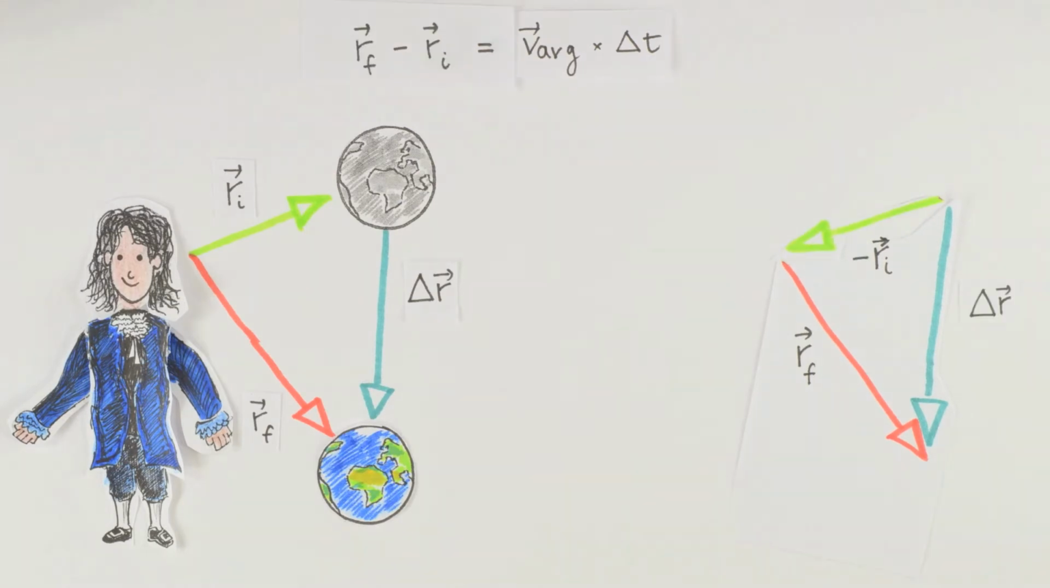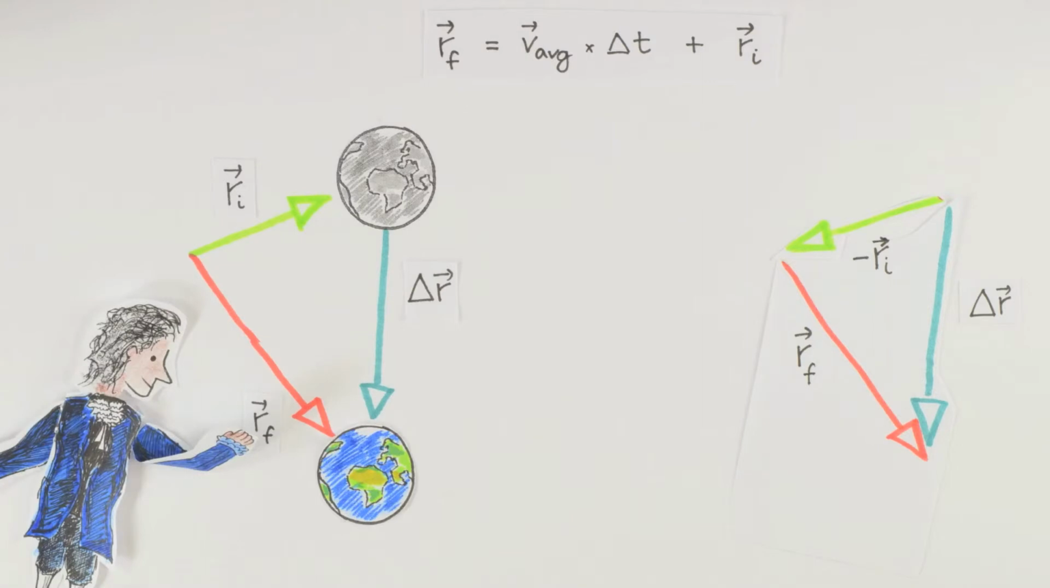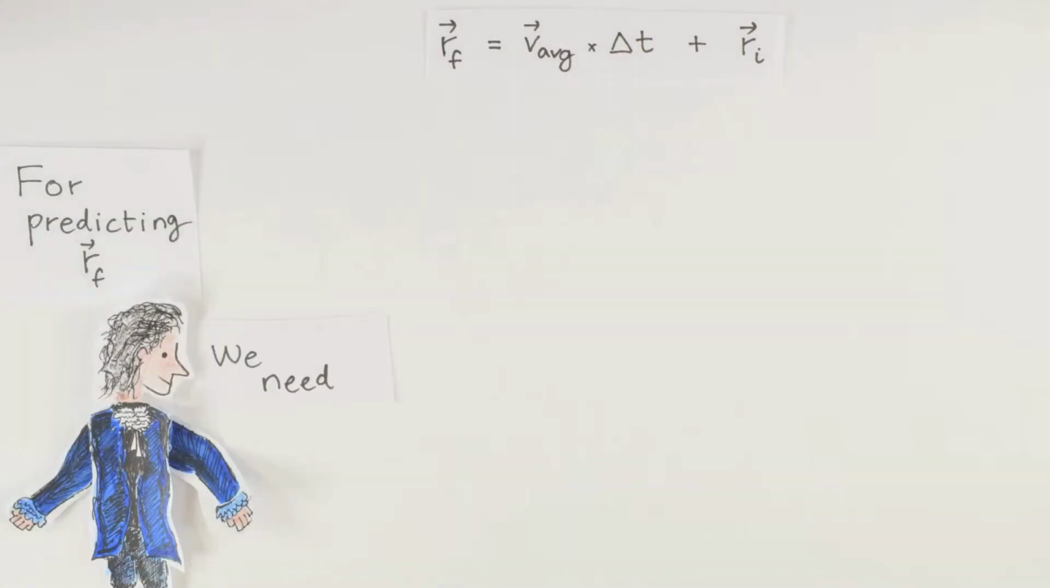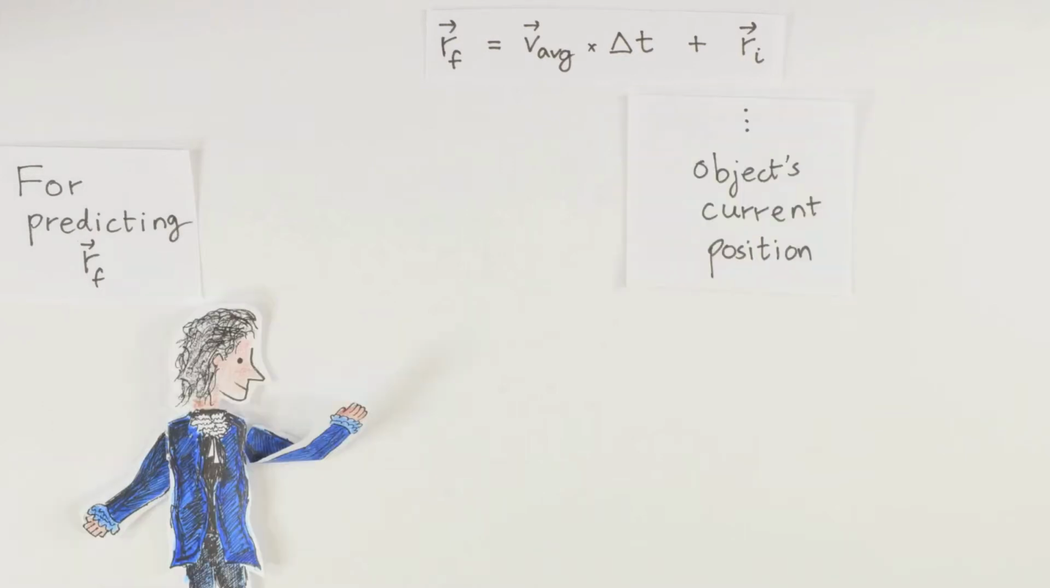With just a bit more algebra, we obtain a result that allows us to predict the location of the object, r sub f, a little bit later, a time delta t into the future. Once again, we don't get something for nothing. On the right-hand side is what we need to know to make this prediction. For starters, we need to know, for the current time, where the object is located. That is, r sub i, the initial position. This is another initial condition.